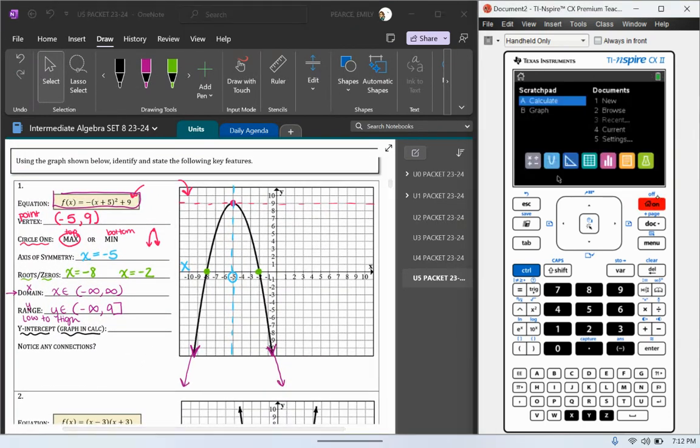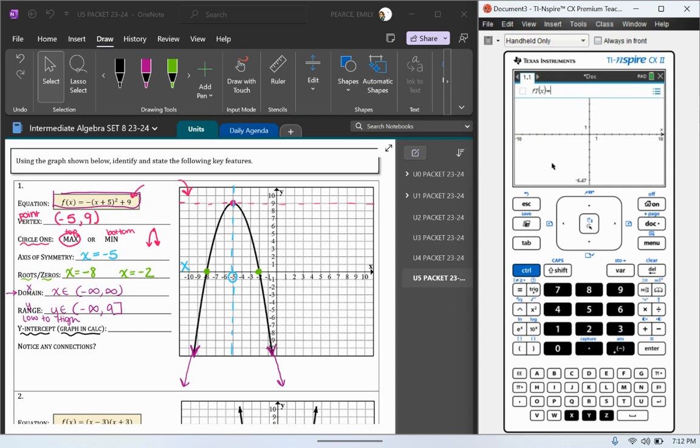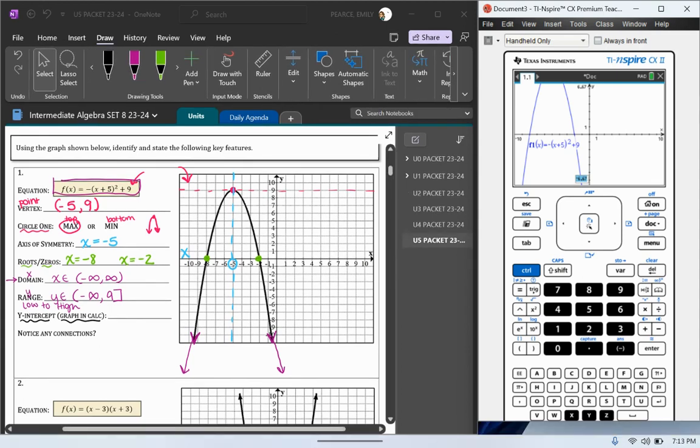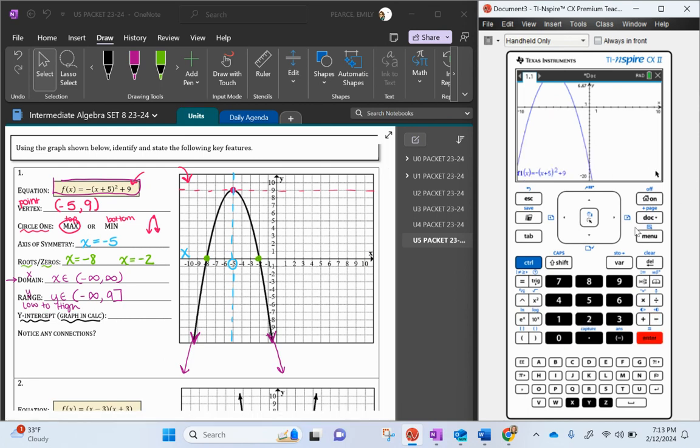So we're going to go to the graph, and we're going to type negative x plus 5 squared plus 9. This will give us some good calculator skills. You can see here on your graph, you still can't see it. We're going to double click on that negative 6.67 at the bottom of our y's and change that to, let's say, negative 20. Now we can see our y-intercept.